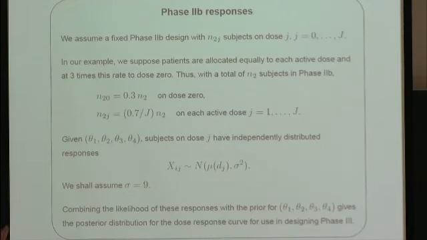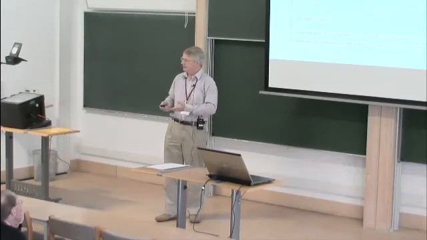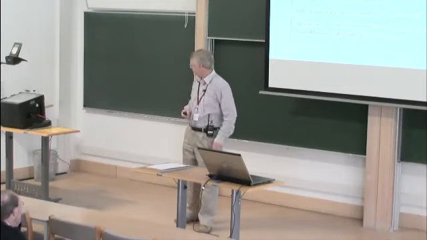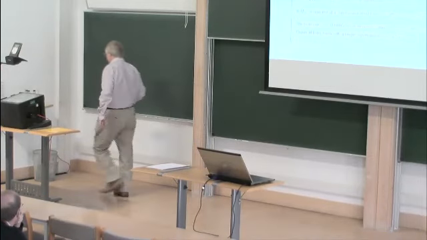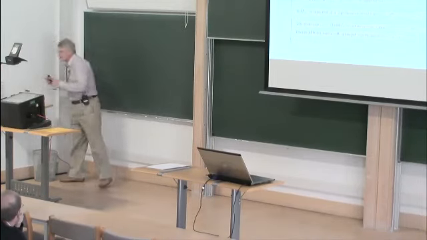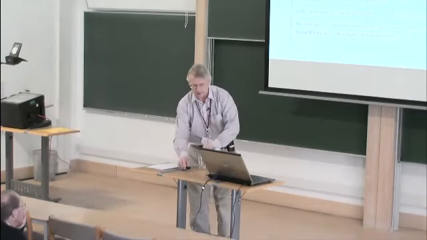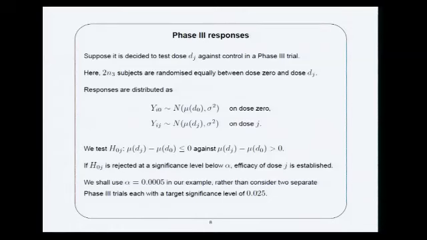Once we observe those data, we can combine them with our prior distribution. We get a posterior distribution at the end of phase 2 for the model parameters. In phase 3, we get the same sort of responses on our phase 3 subjects, but of course now we're just comparing one selected dose against control.